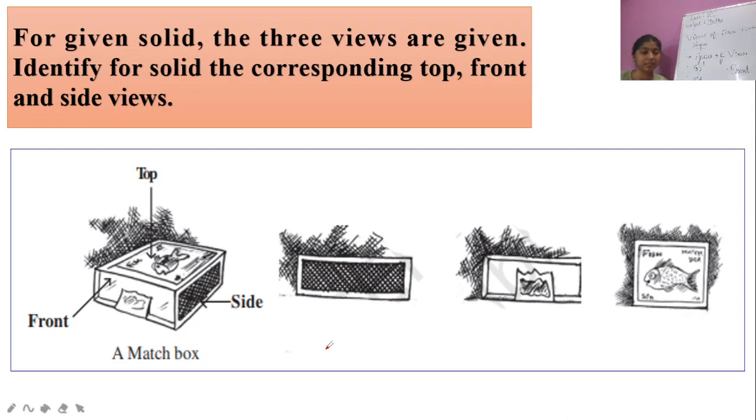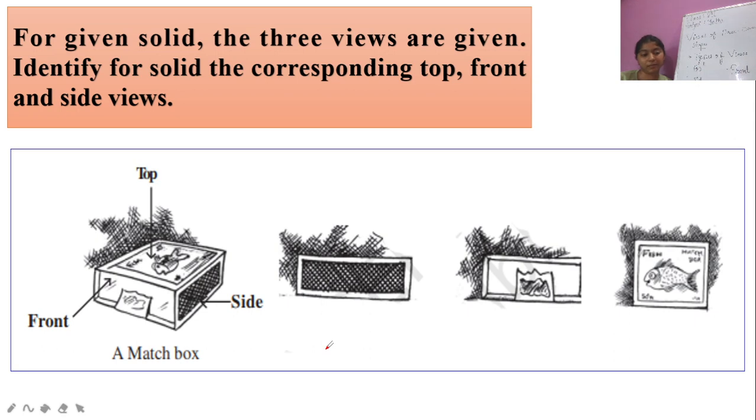Now students, there is a statement in front of you and a figure is also there. For the given solid, the three views are given, right? A solid is there, which is that? A matchbox. Okay, so what you have to do, you have to identify for the solid the corresponding top, front and side views. So how will you come to know which one?